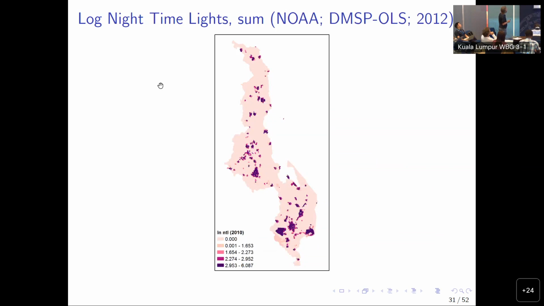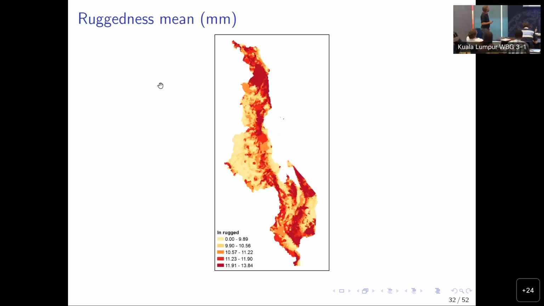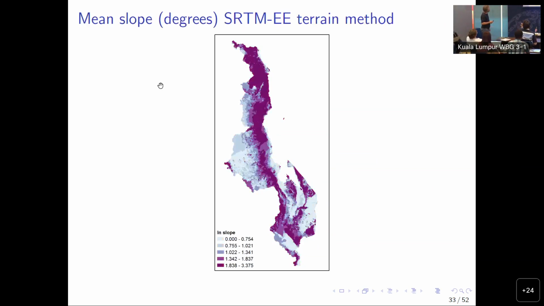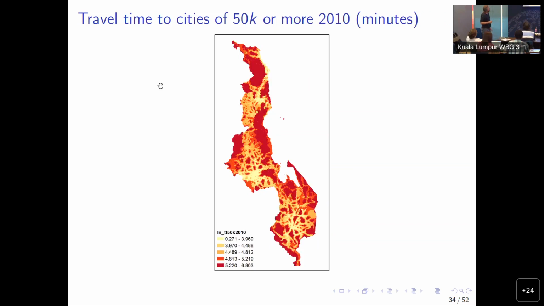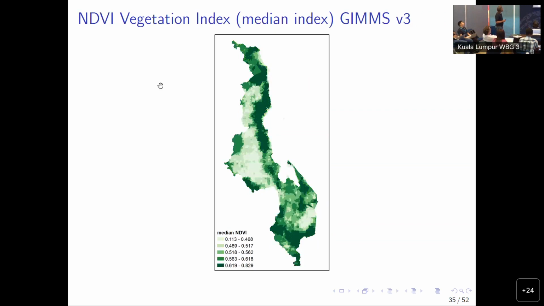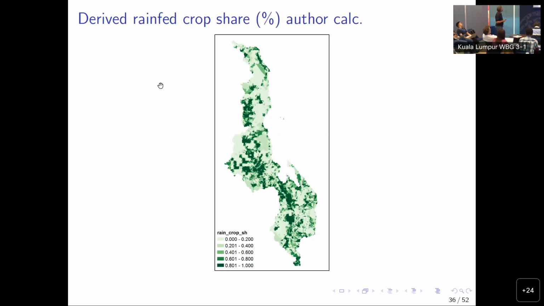Log of nighttime lights at various times. You can also include these things. You can hold it today. You have liberty to model that as nighttime lights today, nighttime lights 5 years ago, 10 years ago. You can include lags of the various variables in your model. Ruggedness means slope. Travel time to a city that is at least 50,000 people or larger. Vegetation is a greenness measure. Share of rain-fed crops, etc.